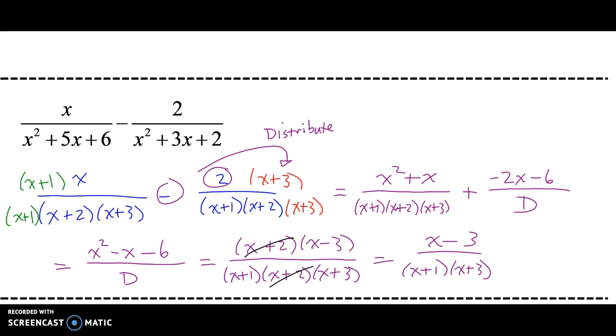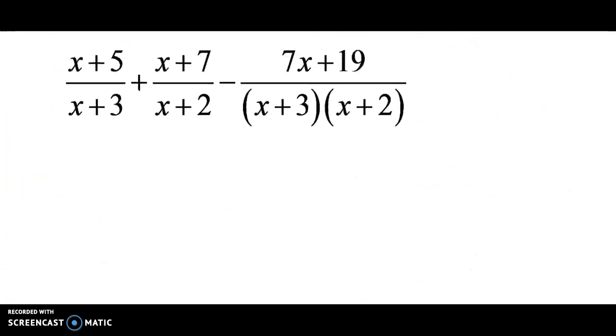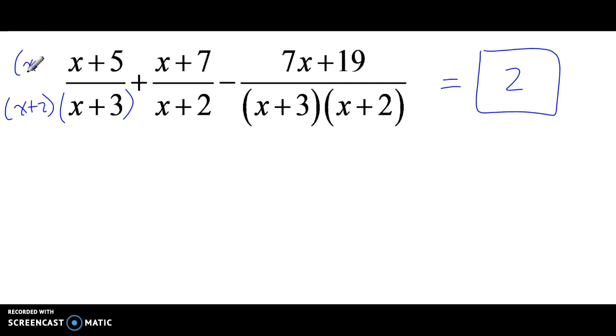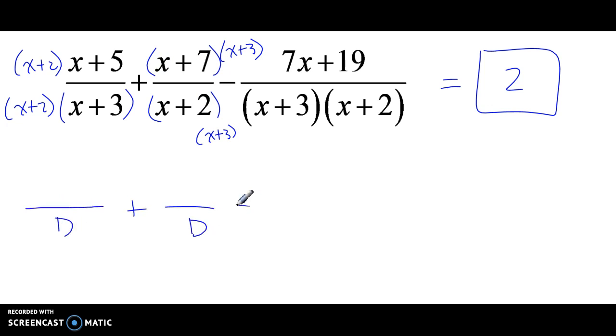Okay, one last example. Press pause, try it, and see if you get the same answer I get. Did you get an answer of 2? If not, here's how you do it. This fraction needs an x plus 2 to create a common denominator. This fraction needs an x plus 3 to get a common denominator. And then they'll all have the same denominator, which I'm not going to write over and over again.